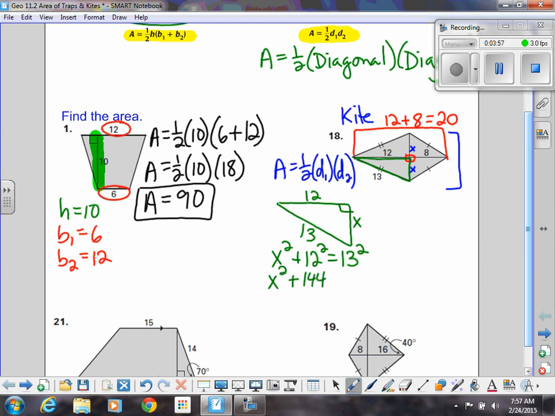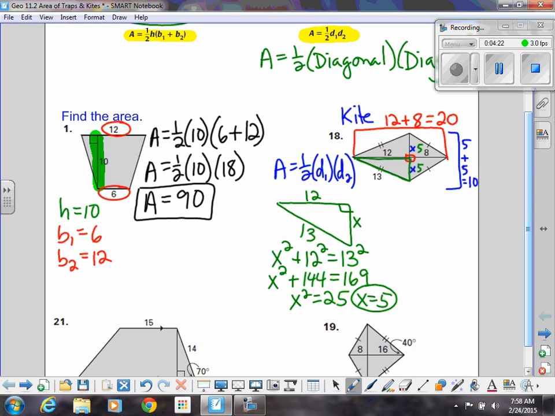So if I multiply that out, I square those numbers and subtract the 144 to the other side. I'm going to get x squared equals 25, which means x is 5. So if x is 5, then I have 5 here and 5 here. That means for the whole diagonal, I'm going to have 5 plus 5 equals 10.